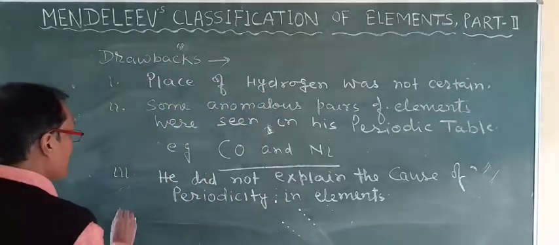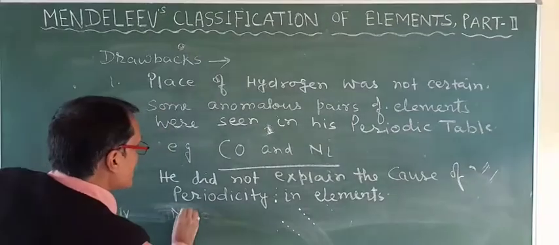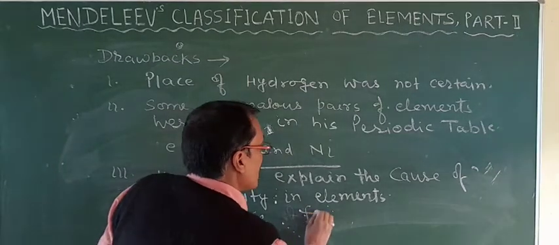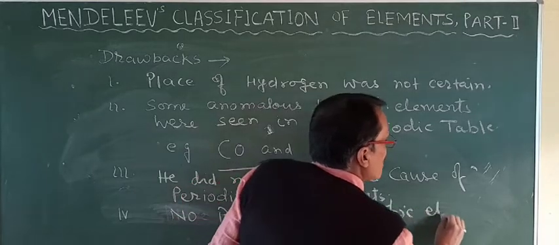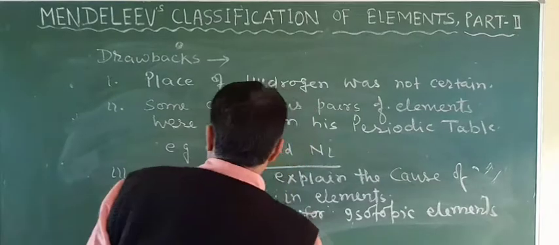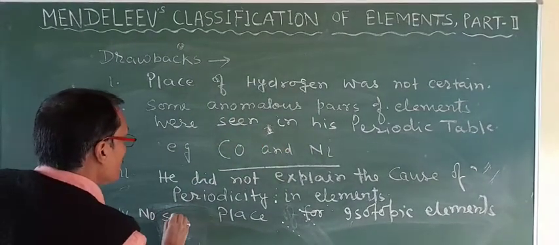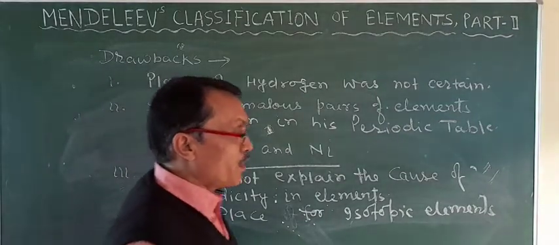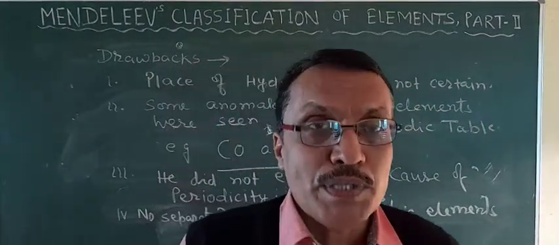Students, next, no place for isotopic elements. No separate place. You should say no separate place for isotopic elements has been in his periodic table.